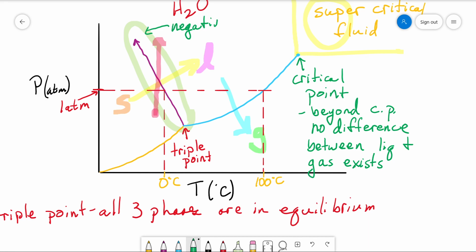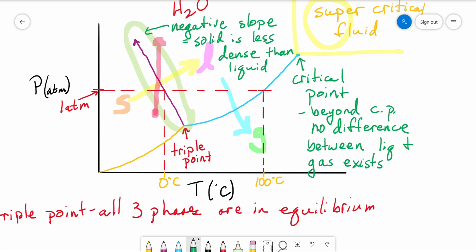Negative slope means the solid is less dense than the liquid. Well, what does that mean? Solid is less dense? That means the ice floats. Your ice cubes float in water because the ice is less dense.